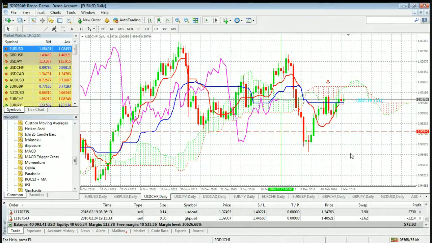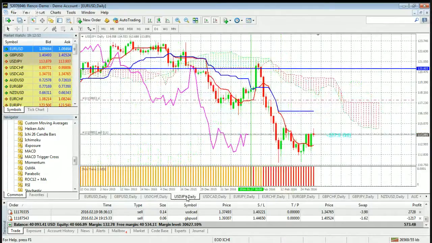Right. Next chart. So over here, bullish or bearish? Let's hear it. What do you guys say?